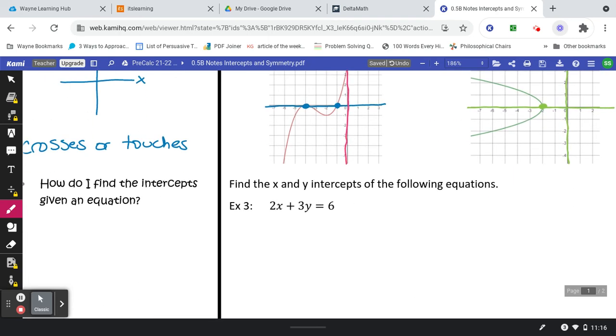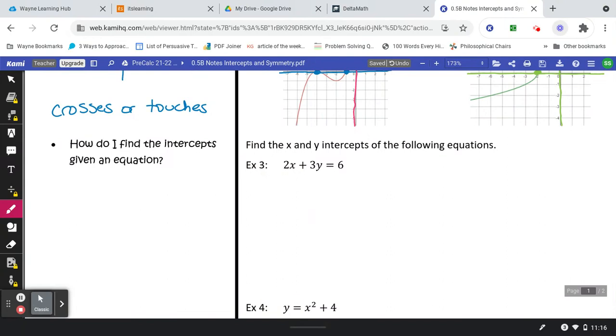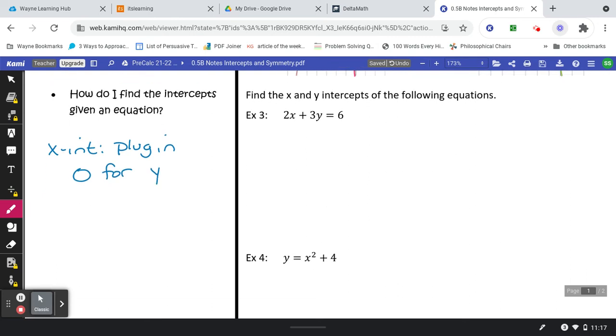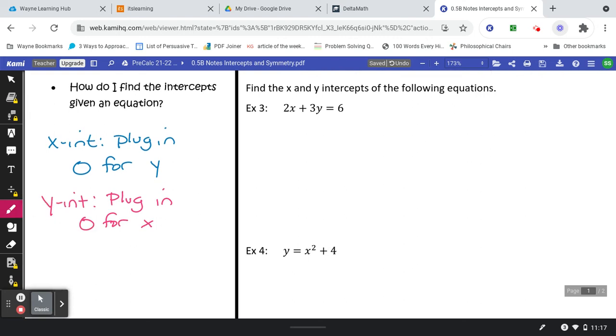Let's do the same thing, but in equation form. So how do I find intercepts? Given an equation, for your x-intercepts, we will plug in 0 for y. And for your y-intercept, we're going to plug in 0 for x. So each of these will have 2 parts. You'll be finding the x-intercept and the y-intercept.